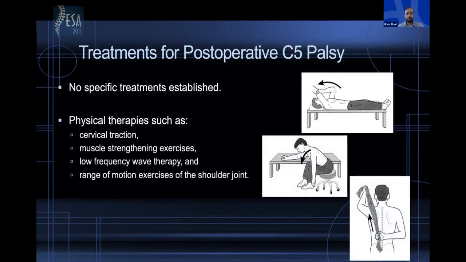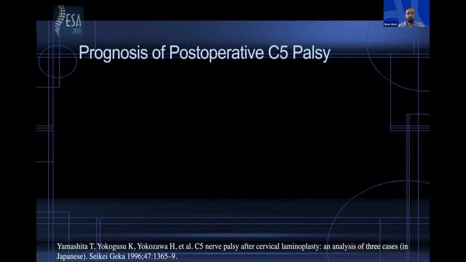The treatment option for C5 palsy is only physical therapy. There is no specific treatment. The physical therapy consists of cervical traction, muscle strengthening, range of motion, and low frequency wave.